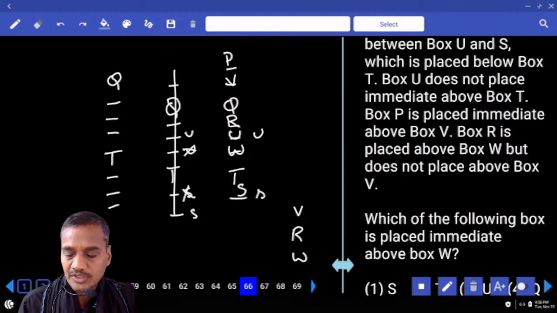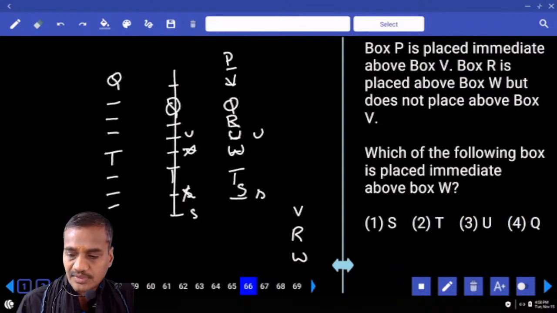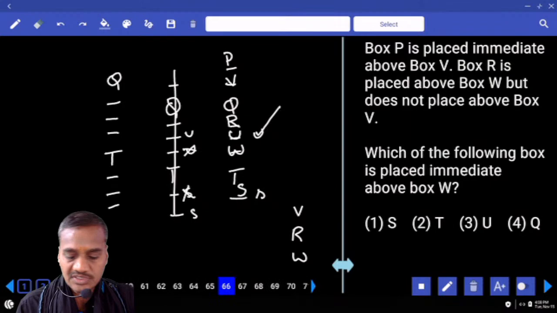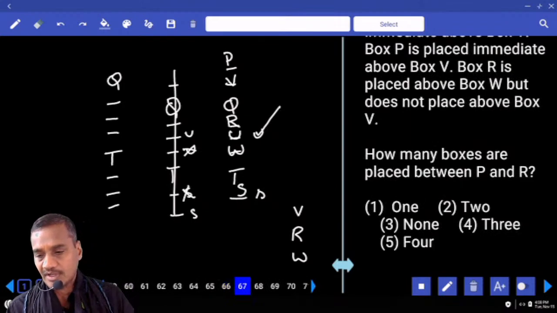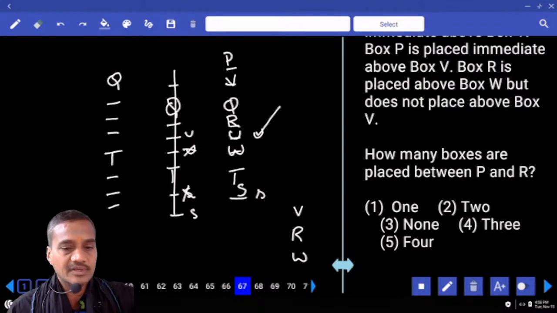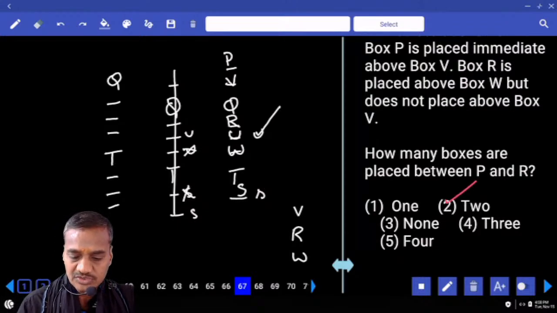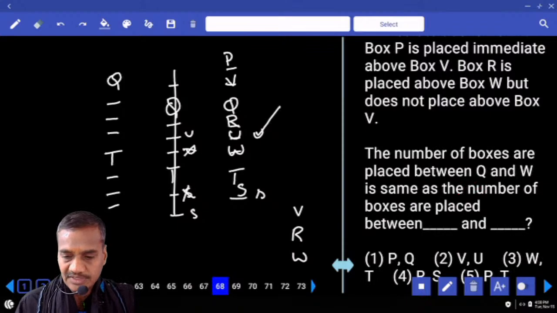PV, QR, UW, TS. Then which of the following boxes is placed immediately above this W? Immediately above this W, what is that box? U. U, that is given in choice 3, question number 66. And how many boxes are there in between P and R? Now in between P and R, how many? There are only 2 boxes, that is choice 2, question 67.